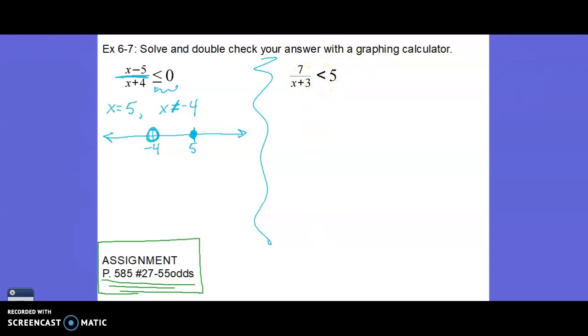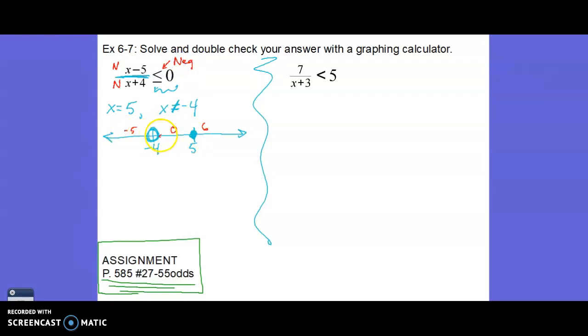But I'm going to do the problem just like I did in the previous video, where you choose numbers like negative 5 to the left of negative 4, 0 is in between those two, and 6 is to the right of 5. So let's start with negative 5. If I plug in negative 5, negative 5 minus 5 is negative 10. Negative 5 plus 4 is a negative. Well, a negative divided by a negative is a positive. The fact that we want less than 0 is we only want negative values, so this does not work.